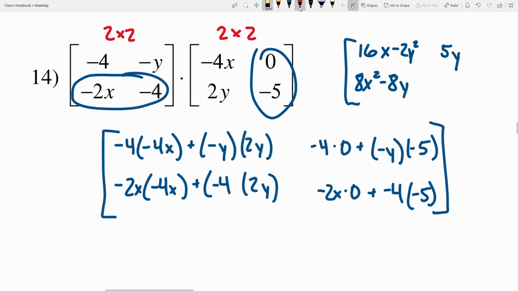And then lastly, I have negative 2x times 0 plus negative 4 times negative 5, which is going to be a positive 20. So 16x minus 2y squared, 5y, 8x squared minus 8y, and 20 are the entries in my matrix for number 14.